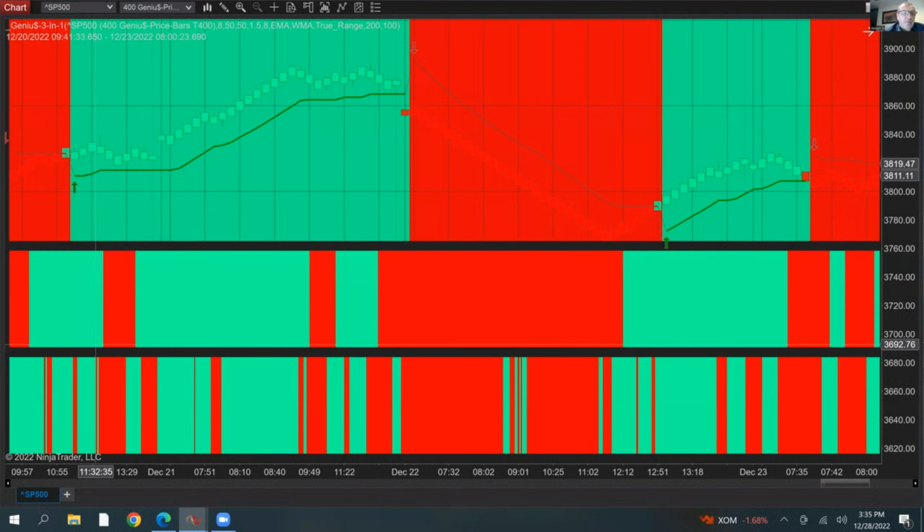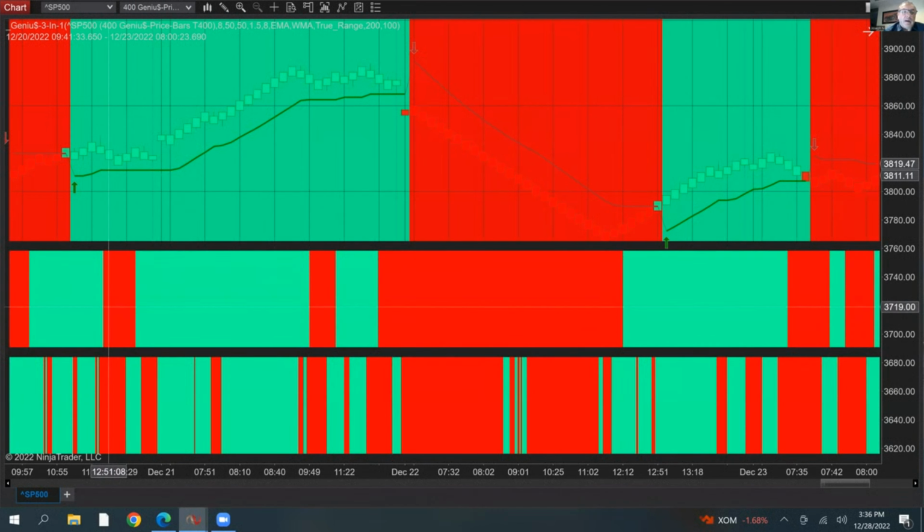It doesn't matter what it is, but you're entering right, you will re-enter right back in here. But before we get to that point, you have two red trend changes on the intermediate and on the fast trend. The colors have changed at the same time.